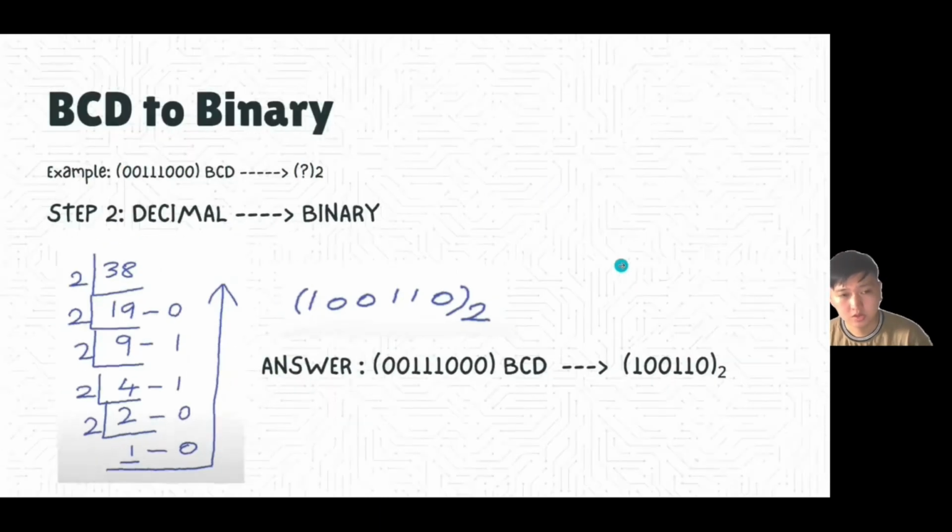Next slide. We continue this from decimal to binary. So how can we get that? We divide the 38 by 2, so we get the successive quotients with a base of 2.